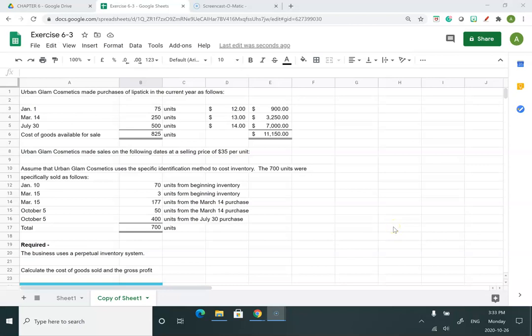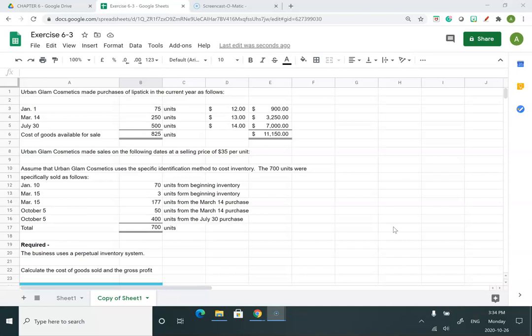So we're going to use the same data that we had in exercise 6-2 and do the last of the methods, which is specific unit. And specific unit is the same under perpetual and periodic inventory system. And this one is usually used for inventory items that need to be tracked separately.